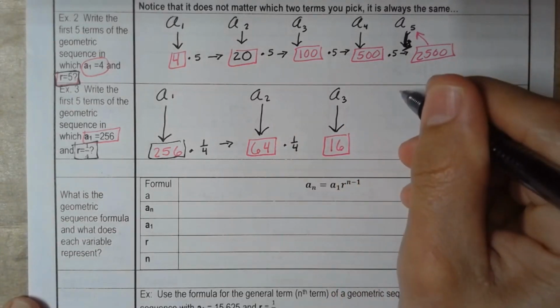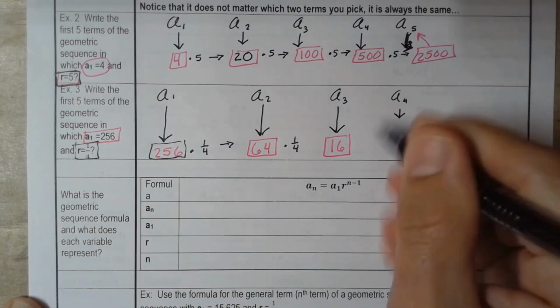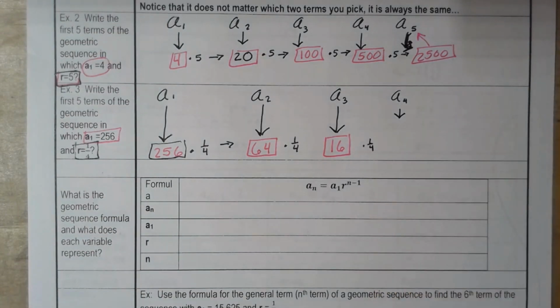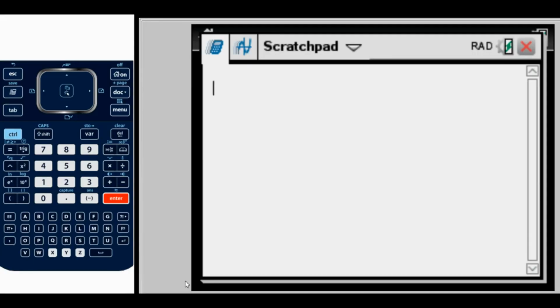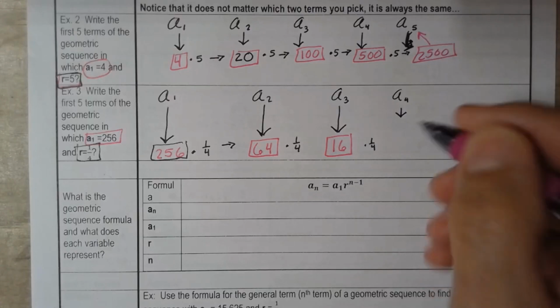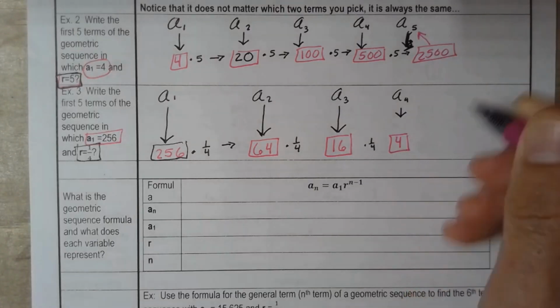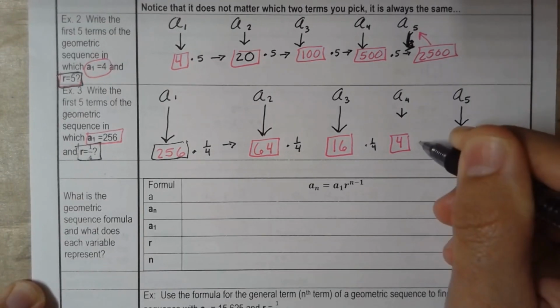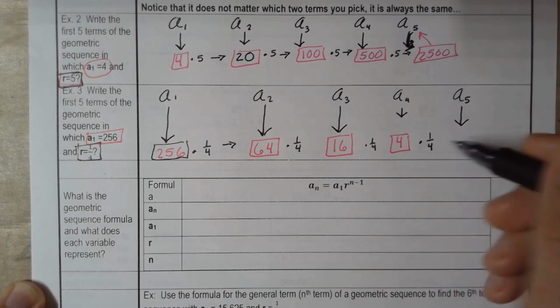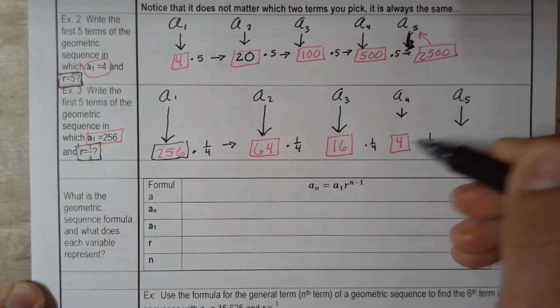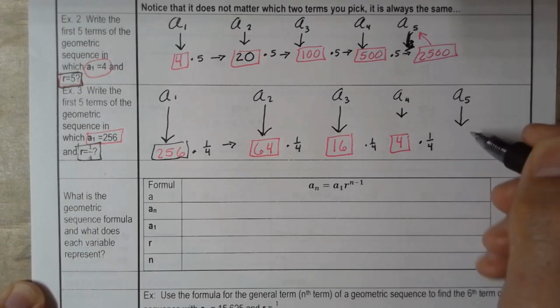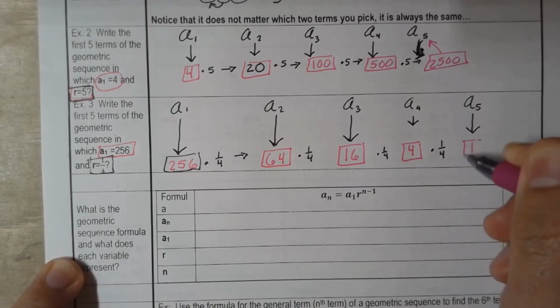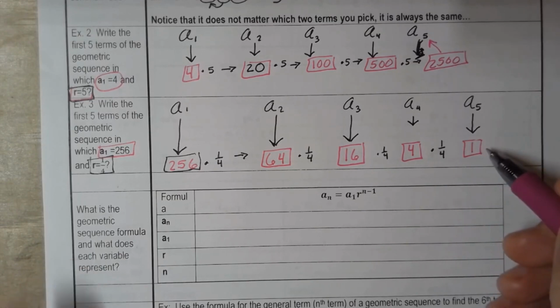Okay, so now I'm going to find a sub 4. So I'm going to multiply it again by 1/4. Alright, I'm going to do 16 times 1/4, and it gives me 4. Alright, so we're going to write down 4, and now we're going to do our final one. We were looking to go all the way to a sub 5, so we're going to multiply 1/4 times 4, and this one I can do in my head. I say, well, 4 times 1 is 4, and 4/4 is just going to give me 1. And so that is my 5th term.